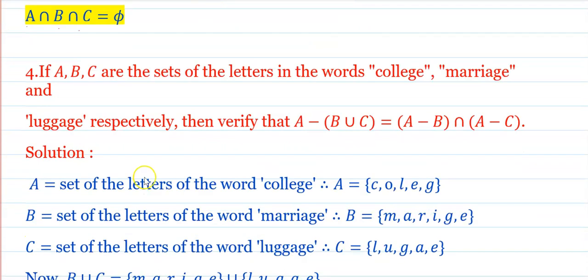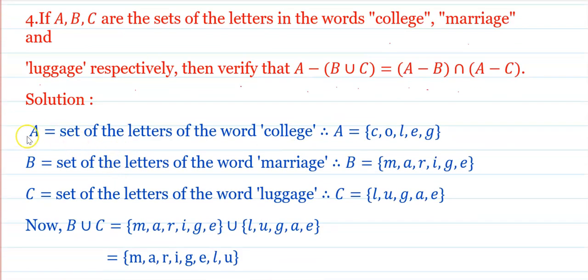Okay, now question number 4. If A, B, C are the sets of the letters in the words college, marriage, and luggage respectively, then verify A - (B union C) = (A - B) intersection (A - C). Now the solution. A, the set of letters of the word college. What are the letters? A is equal to {C, O, L, E, G}.